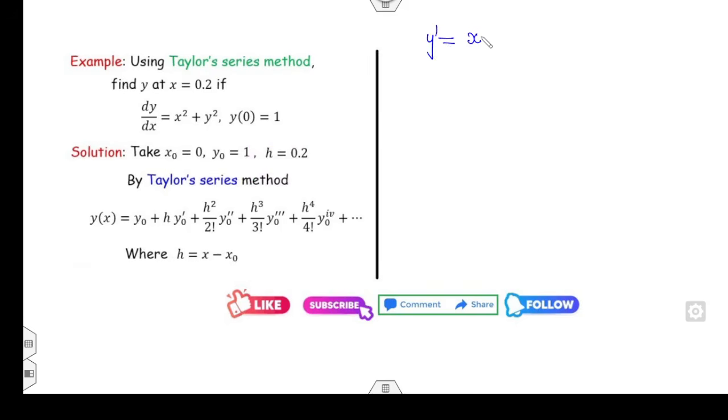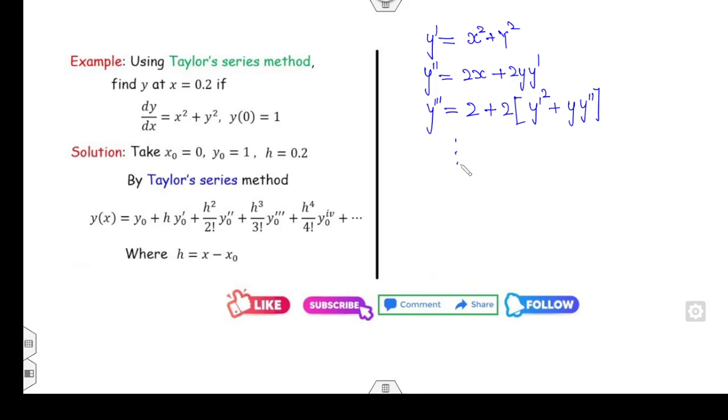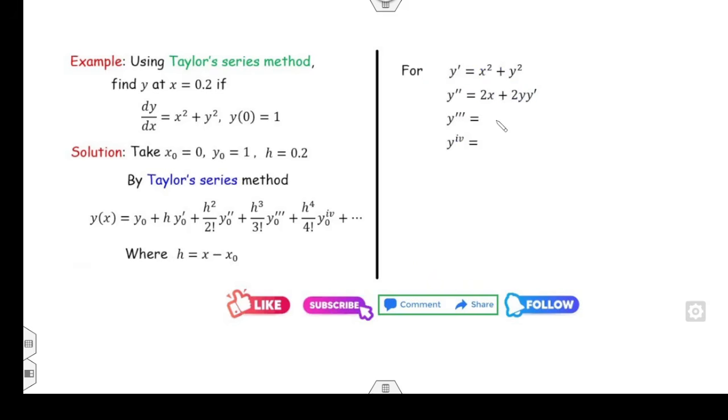What is y dash? It is x square plus y square. Now calculate the second derivative: 2x plus 2y into y dash. Calculate the third derivative: 2 into 2 is a product rule. y dash square plus y into y double prime and so on. You can calculate the third derivative and then the fourth derivative.